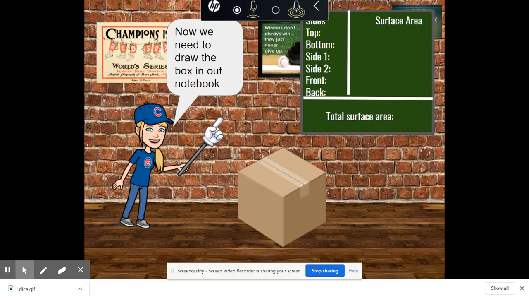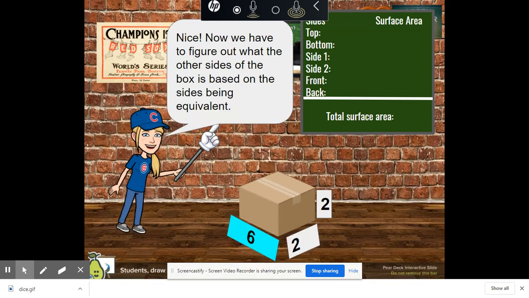Now we need to draw the box in our notebook. Everyone, remember how we start by drawing the Y. Then we take the Y and turn it into a tree or a kite, whatever you want. Then we bring the legs down, turn it into a table, and finally we connect it. So now you have a box drawn out in your notebook. Now we need to label all the sides of our box. So here is our box that we will be starting with.